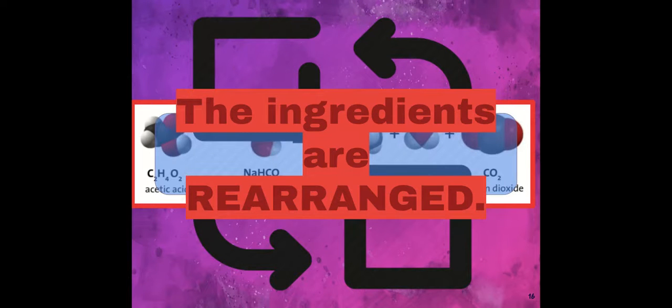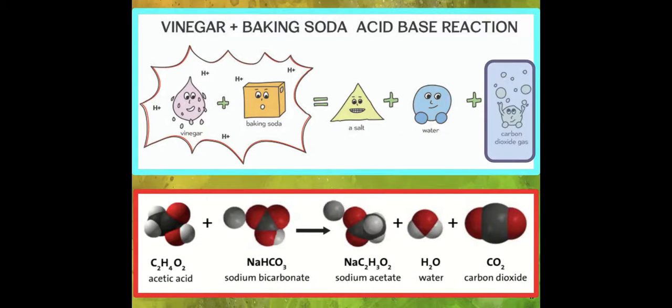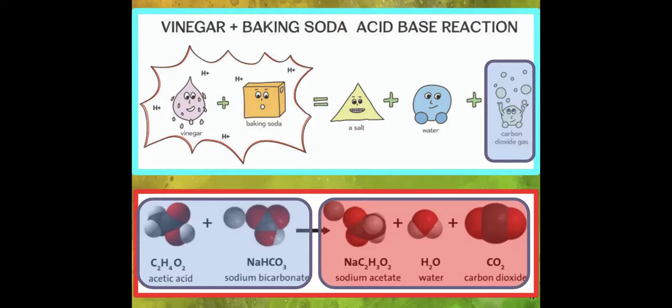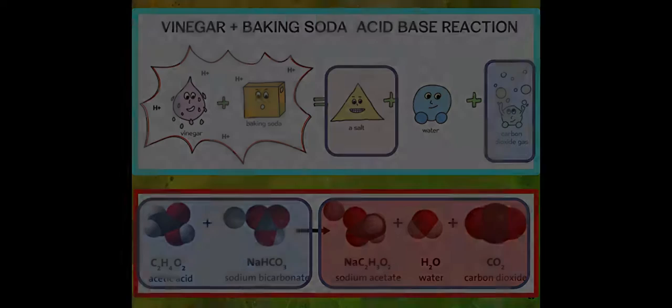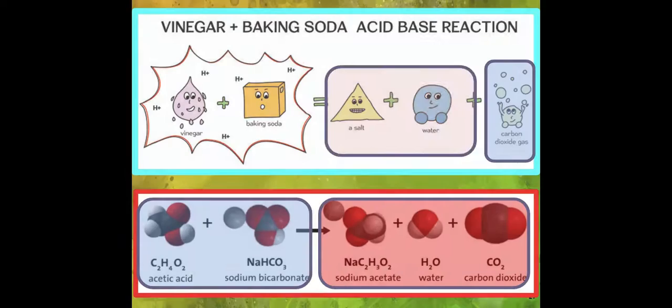So things in the chemical reaction are rearranged. We have all this stuff on the left, rearranging and creating the stuff on the right. On the left here, you have the acid and the base, and on the right, you have the ingredients that are created. You have basically a salt, a little bit of water, and then the carbon dioxide gas.